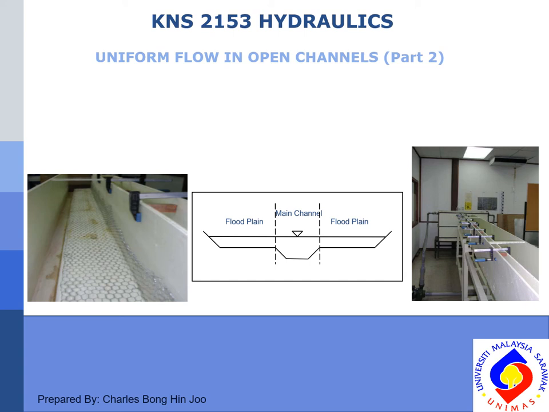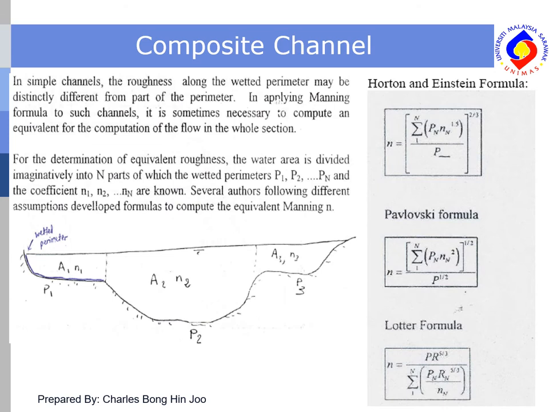This lecture is part 2 for the topic on uniform flow in open channels. In an open channel, even in a simple one, the roughness in the channel bed may differ from the one on the side walls. Hence, it is important to have methods or ways to compute this representative roughness, or equivalent roughness, for the whole section.